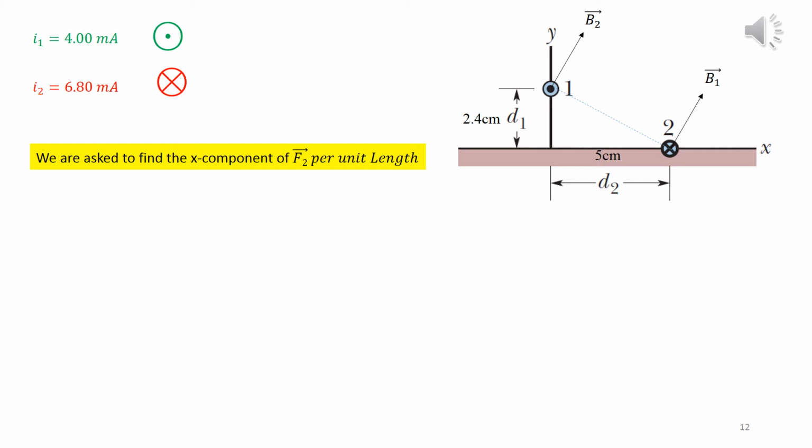Again, if you do the curved-fingers right-hand rule, you put the thumb for current 1 pointing to yourself, because the current is coming toward you, and then the curve of your fingers is going up, so B1 is going up, perpendicular to the radius, which is the distance between 1 and 2.